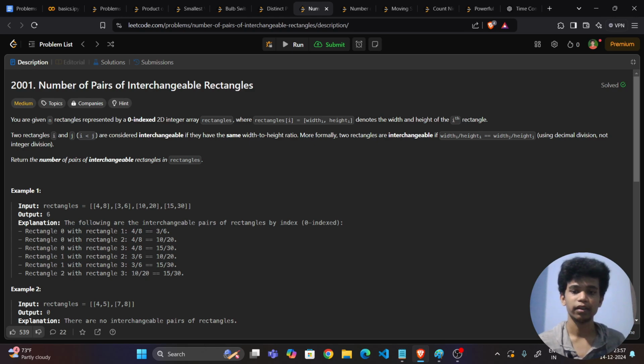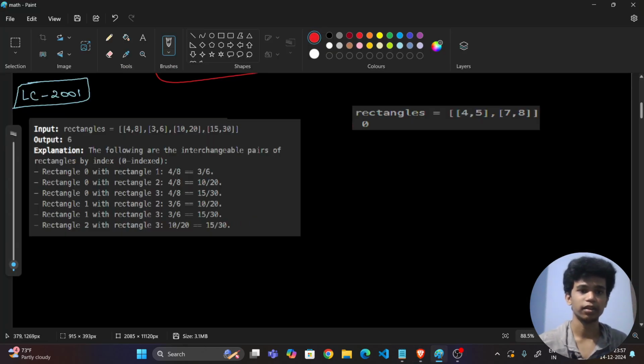That's it. Let us understand this in a deep manner. See here, if they have given this as our array, then see here, rectangle 0 with rectangle 1. So 4 divided by 8. They have given width divided by height. If that width and height ratio are the same, then we can say they are interchangeable rectangle pairs, right? So see here, 4 by 8, here 3 by 6. Both lead to 1 by 2. Can you understand this?